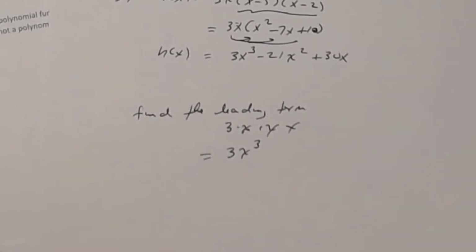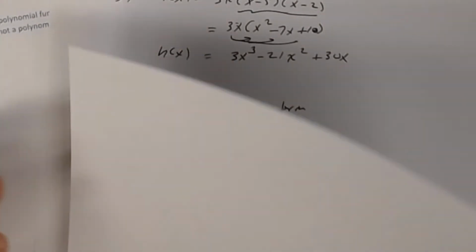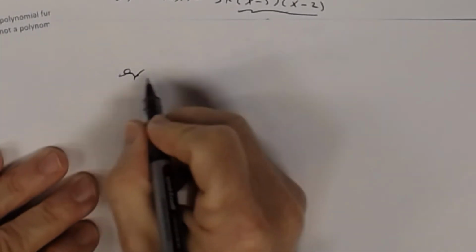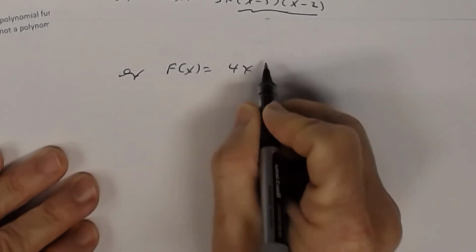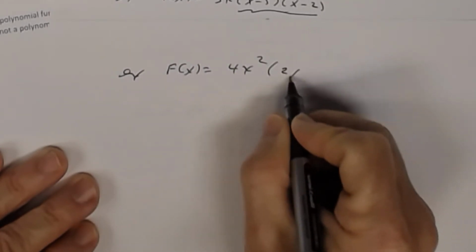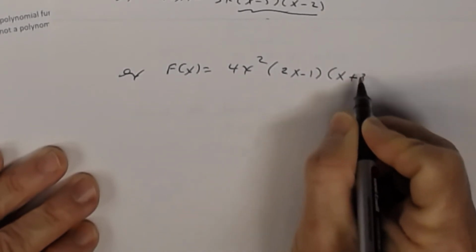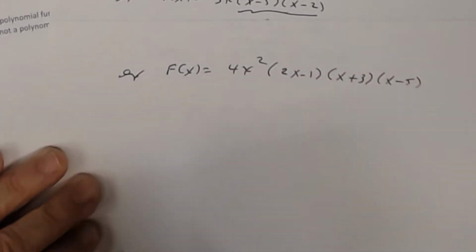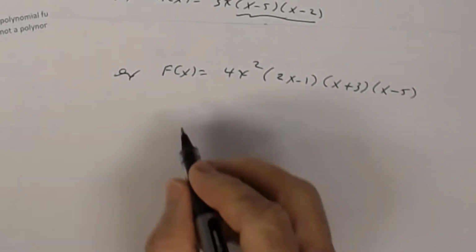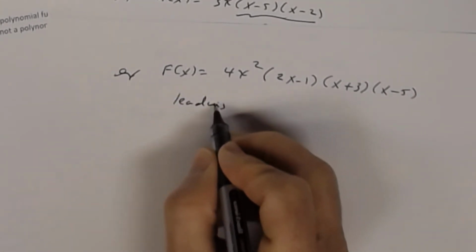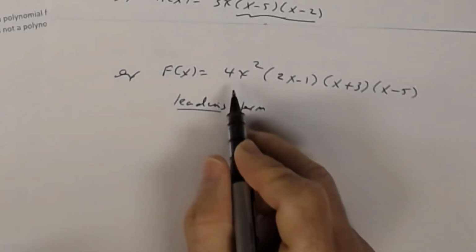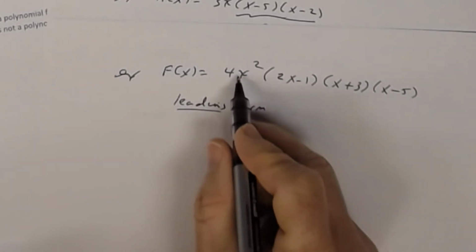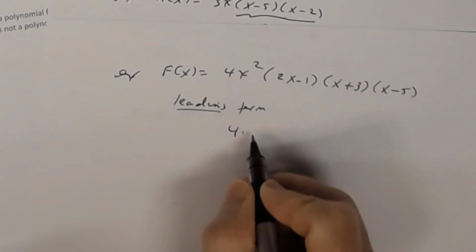All right, so for example, before we finish this one, let's look at this. Suppose I had f of x is 4x squared times 2x minus 1 times x plus 3 times x minus 5. Let's say we had that, okay? So the leading term, based on those lessons you learned, remember, for the leading term, you include all the monomial factors. So I must use a 4, I must use x squared.